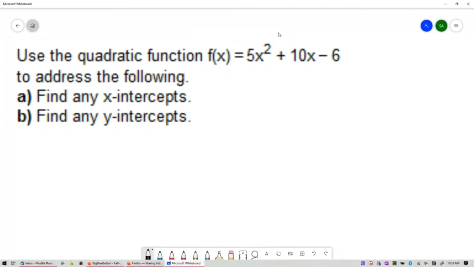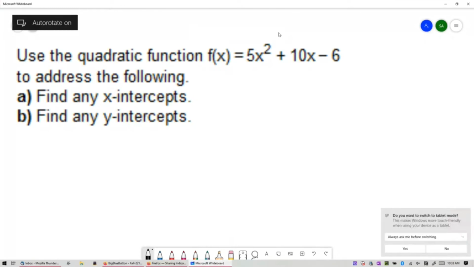Okay, so here's another question that I've been asked. This question says, use the quadratic function, f of x equals 5x squared plus 10x minus 6, to address the following. We want to find any x-intercepts and find any y-intercepts of this function. I'm going to start with the y-intercepts, even though that's part B.